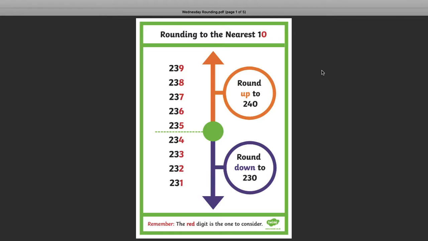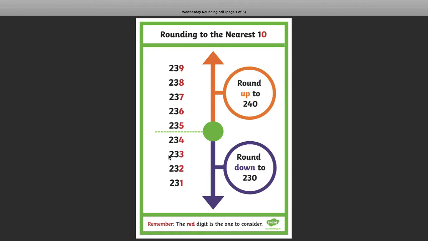Now, let's start off with rounding to the nearest 10, okay? If we're rounding to the nearest 10, we're always looking at the last digit. If it's 5 and above, we go up to the next 10. Okay? It goes up to 240. If it's below, if it's 4, 3, 2, or 1, it goes down to the next 10.